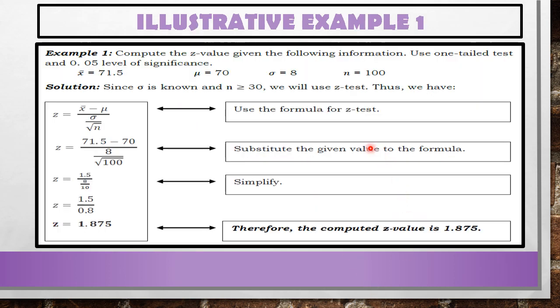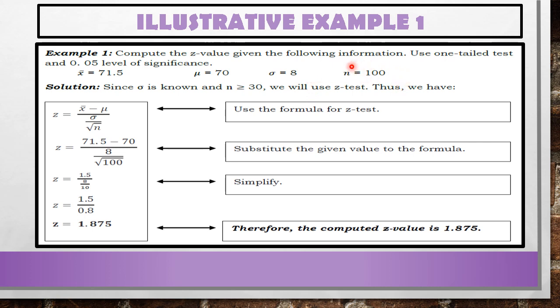So let us have this illustrative example kung paano po mag-compute. Compute the z value given the following information. Use one-tailed test and 0.05 level of significance. So given the sample mean is 71.5, and then the population mean is 70 and the standard deviation is 8 and the number of samples is 100.